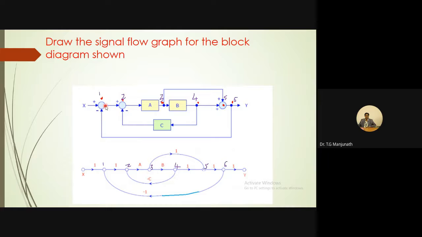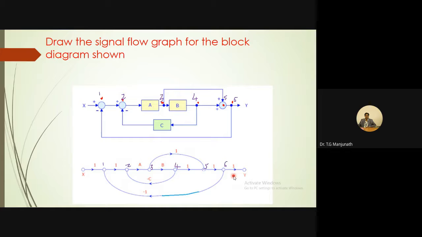As usual, let us make the connection. From X to first node, make the connection. Gain is 1. Then from 1 to 2, make the connection. Then what is the gain here? 1. Then 2 to 3, make the connection. What is the gain here? Passing through A. A is the gain of this branch. Then 3 to 4, make the connection. What is the gain here? B. 4 to 5, make the connection. Gain on this line is 1, write 1 here. Again 5 to 6, make the connection. Gain is 1. 6 to output Y, make the connection. Gain is 1.